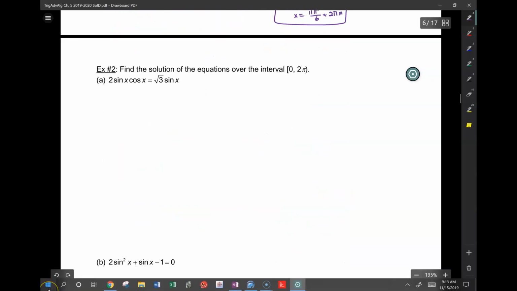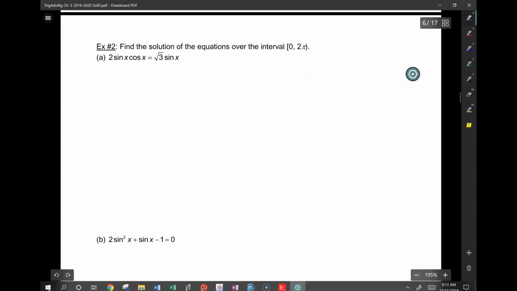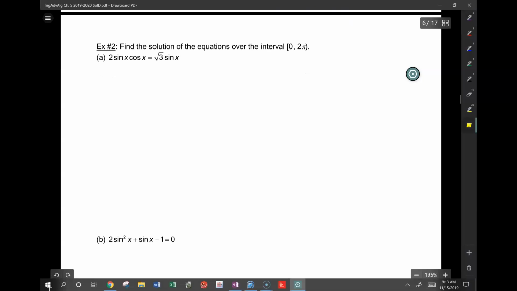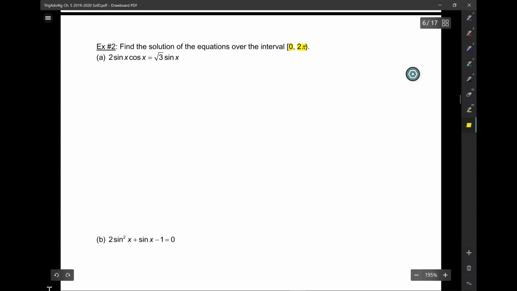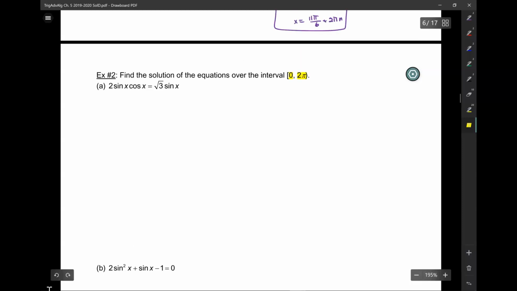Okay, take a look at this one. Now look at the instructions here. It says find the solution of the equations over the interval 0 to 2 pi. Okay, when it tells you 0 to 2 pi, that means we're only going around the circle once. That means you don't need the plus 2 pi n. Okay? Questions? That's what that means. Because we're not going to do plus 2 pi, because we're only going to remain in that one circle.